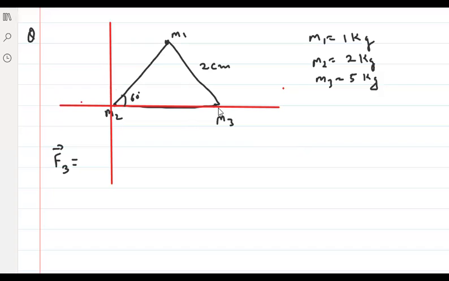Okay, so you have to find F3. So F3 is what? Tell me, F3 is what? F3 is equal to F3 due to 1 plus F3 due to 2, right? Now, break it down. Okay, break this down. I'll just write over here. What are the forces that we require?